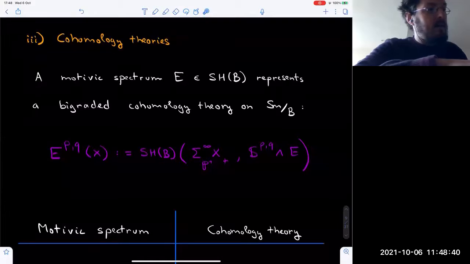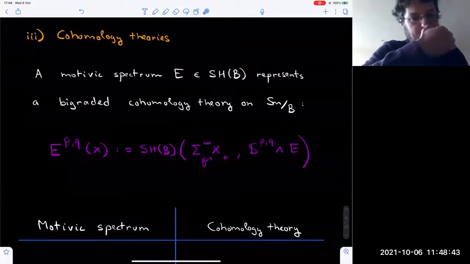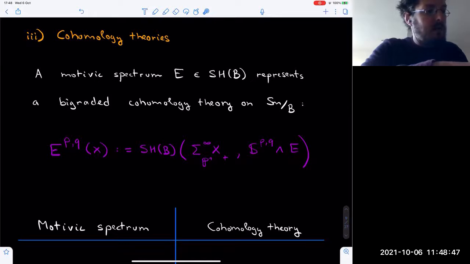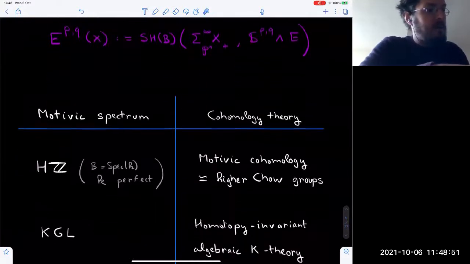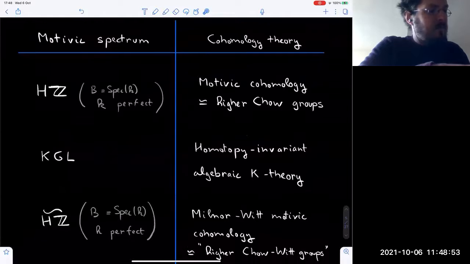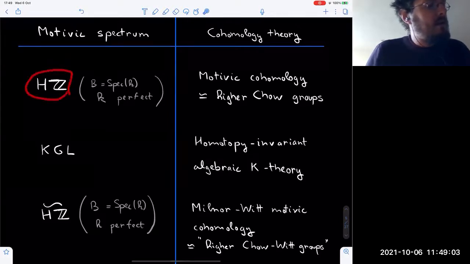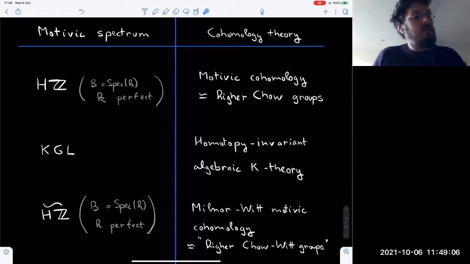And there are many cohomology theories in algebraic geometry, familiar and less familiar theories, which are represented in this way. And so I'll just mention a few, just four, which are among the most important ones. So there is, for instance, a motivic spectrum HZ, which is the algebraic geometry version of the Eilenberg-MacLane spectrum.